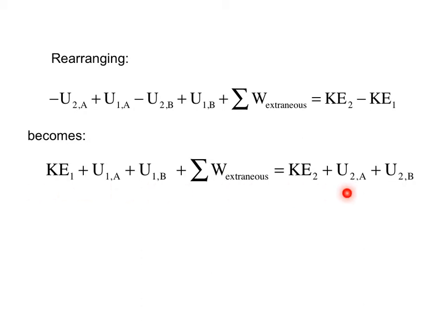Once I get it into this form, you can see that here I have essentially all of the kinetic energy in the system as it exists at the beginning of the interval. Here I have what effectively is the sum of all of the potential energy quantities as they exist at the beginning of the interval. Here is all the kinetic energy at the end of the interval. Here is all the potential energy at the end of the interval. And here is the extraneous work that happens between when the interval started and when it ended.